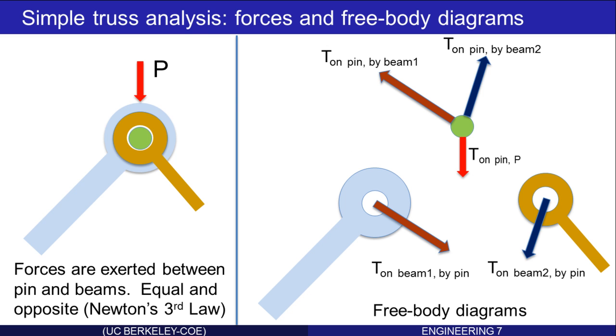We finish this up by drawing beam 2. There is the force acting on the beam from the pin, and notice that's equal and opposite to the force acting on the pin from the beam. The assumptions we've made to draw these pictures are that there's no friction between the pin and the beams. The beams themselves are not interacting. They only interact through the pin. All forces are transmitted through the pin. Beam 1 and the pin interact, beam 2 and the pin interact, and the external load acts on the pin.